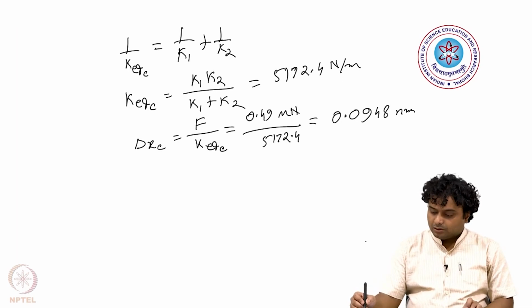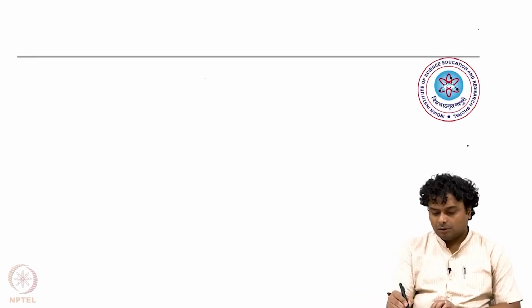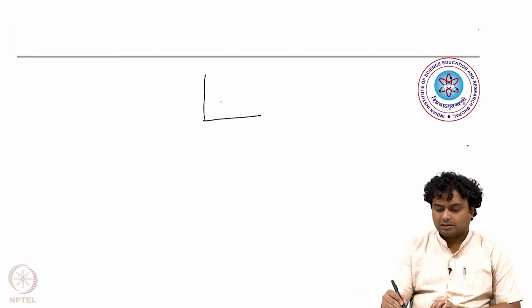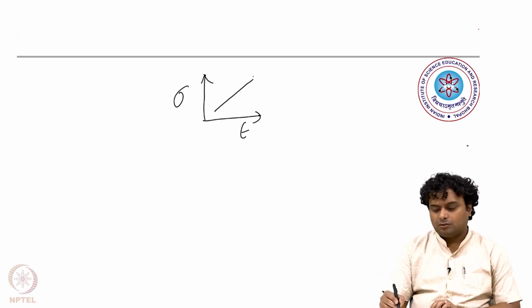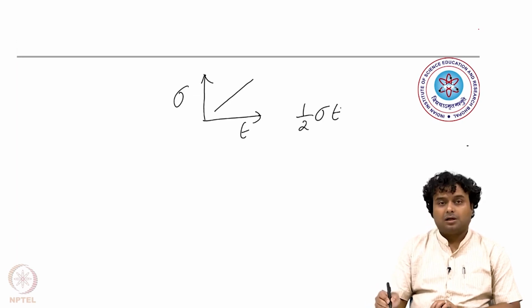Now you know that according to the laws of elasticity, stress and strain are linear. If sigma is the stress and epsilon is the strain, then we get a linear curve. The area under this curve is half into sigma into epsilon, and this is also known as the strain energy.